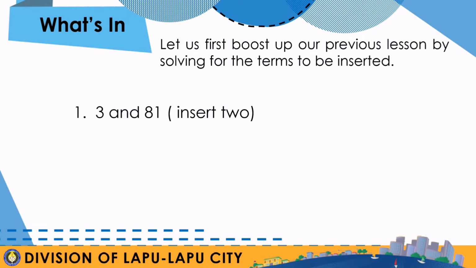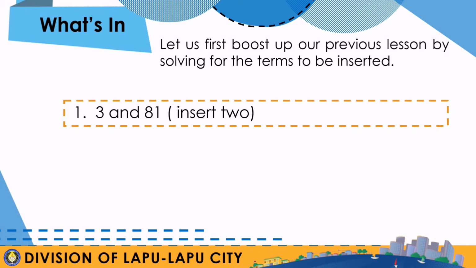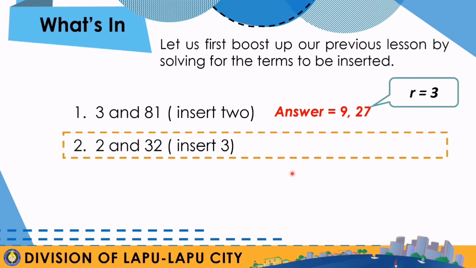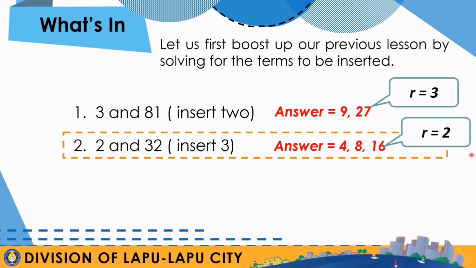Let's go. Let us insert terms between two given terms. For number 1, that is inserting two terms between 3 and 81. So the answer should be 9 and 27. So what's the common ratio? That is 3. What about for number 2? The terms are 2 and 32, and we're going to insert 3 terms. The answers should be 4, 8, and 16. And the common ratio is obviously 2.